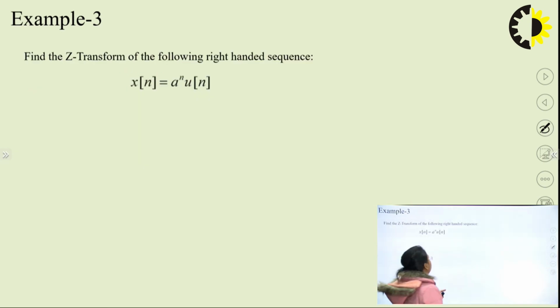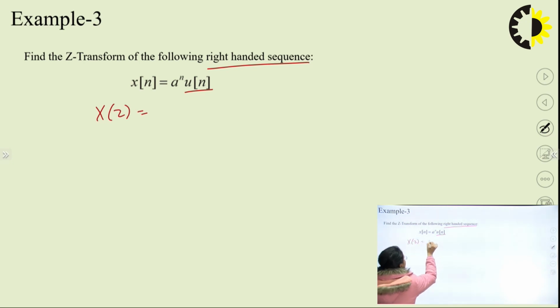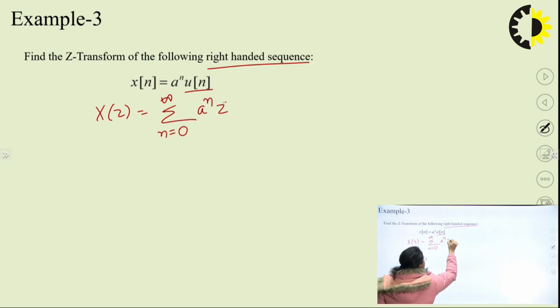Now looking at the next example, I have a right-handed sequence, and the sequence is x(n) equals a raised to the power n u(n). So this u(n) defines the right-sided sequence. So in the formula I will change the summation limits from n equals minus infinity to infinity, to n equals 0 to infinity. So X(z) for this will be the summation from n equals 0 to infinity of a^n z^(-n).